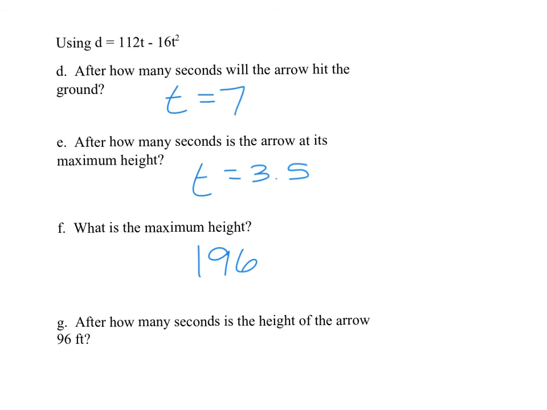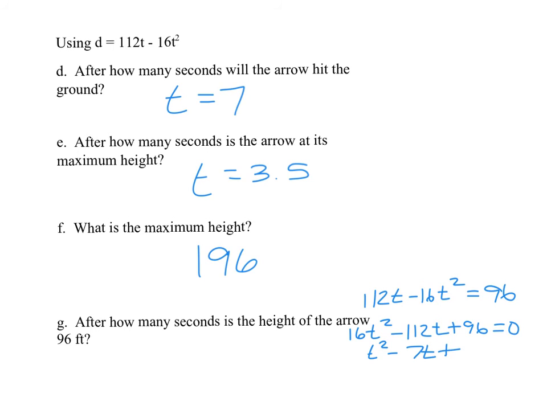After how many seconds is the height of the arrow 96? So this is where you need to do what we did before. 112t minus 16t squared equals 96. So set the equation equal to 96 and solve. So we get 16t squared minus 112t plus 96 equals 0. Factor out the 16.